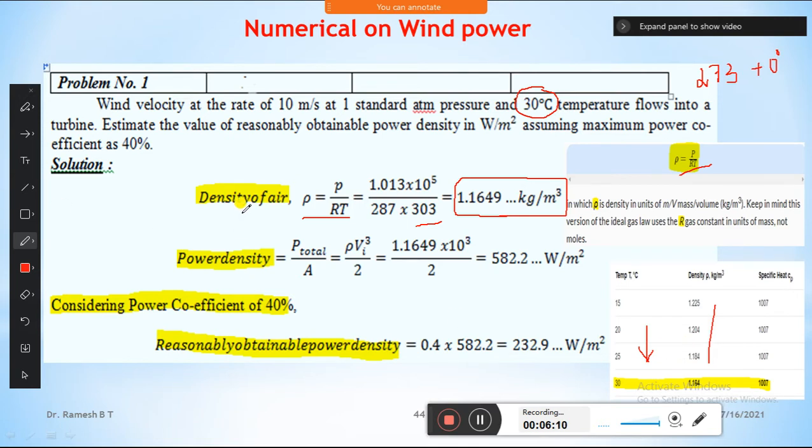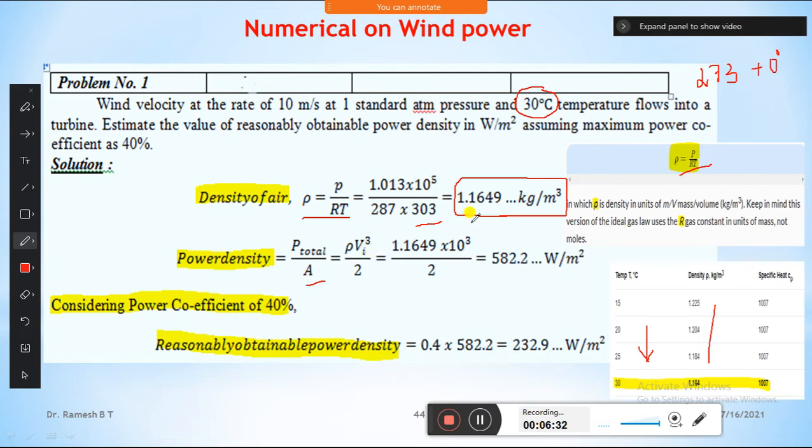So from that we got the value of density of air. Fine. So next is power density. We need the maximum power or power density, which is equal to P total by A. This equation we already know. And what is P total? P total is rho into Vi cube, divided by 2.